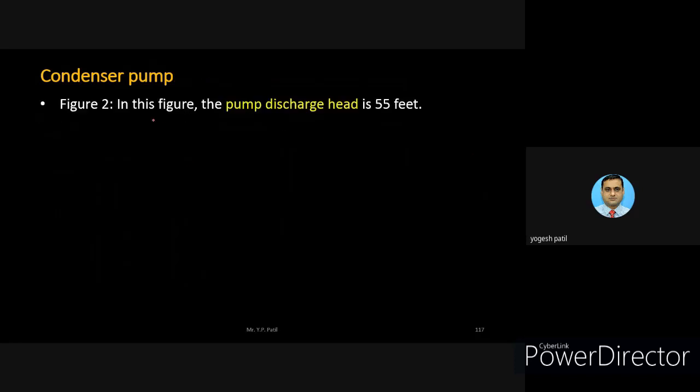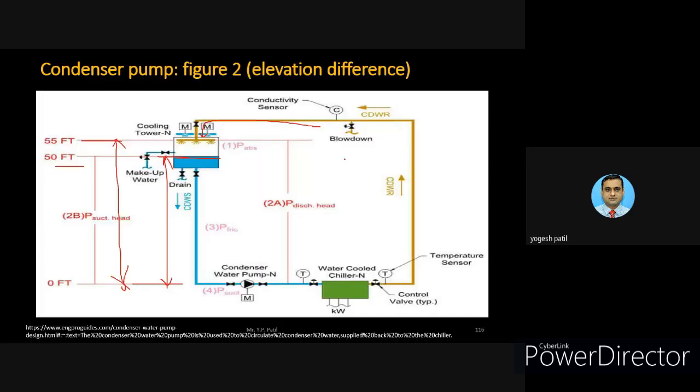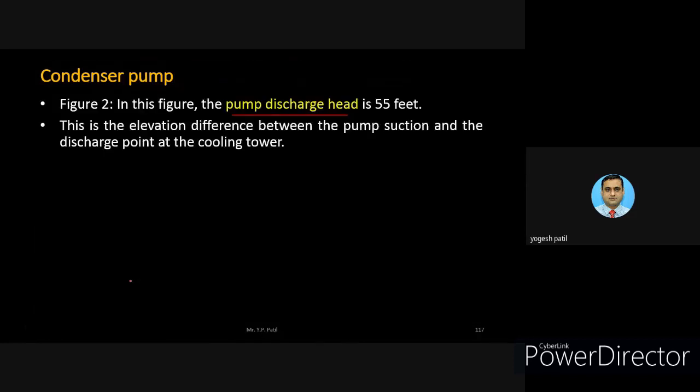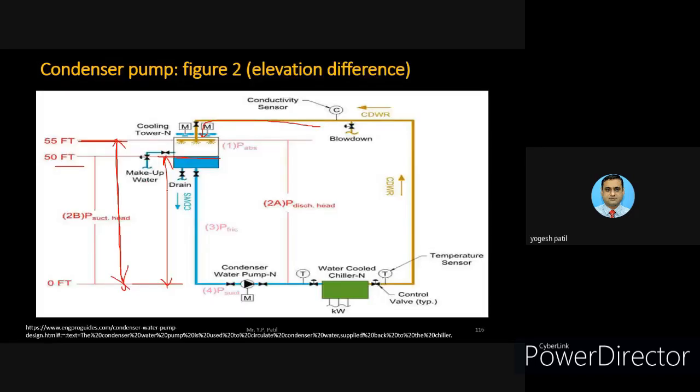So in figure 2, in this figure, this particular one is called the pump discharge head. This pump discharge head is around 55 feet, and the second one is the pump suction head. The pump suction head distance is around 50 feet. So in this arrangement also, the pump can work efficiently. If it will not work efficiently at this particular elevation difference, then there is ultimately an effect on the chiller.